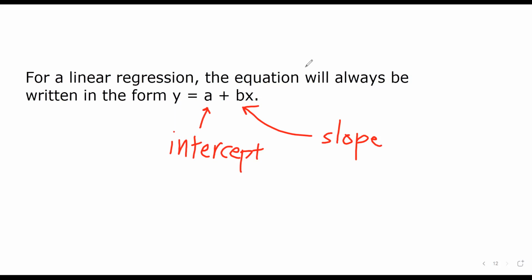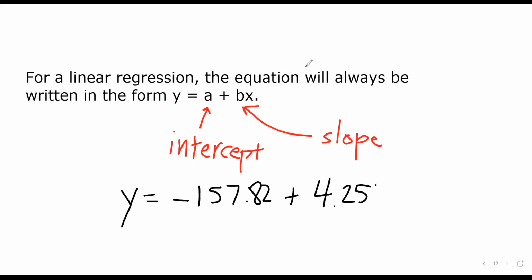So for the one that we had, we would actually write the intercept first, and I don't remember what it was. Maybe you can tell me. What was the intercept? Negative 157.82. And I remember the slope was 4 point something. 2544. So it's just a big fancy way of saying the equations are going to look a little bit backwards from what you've seen in college algebra. Instead of y equals something x plus something, it's y equals something plus something x.